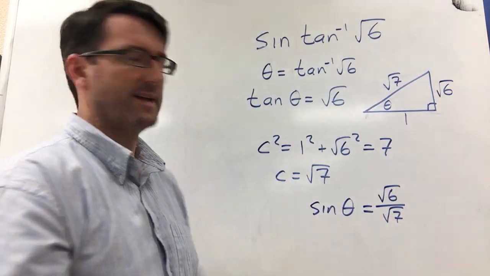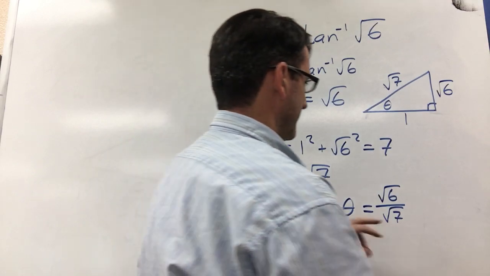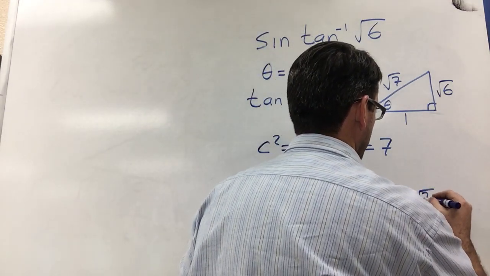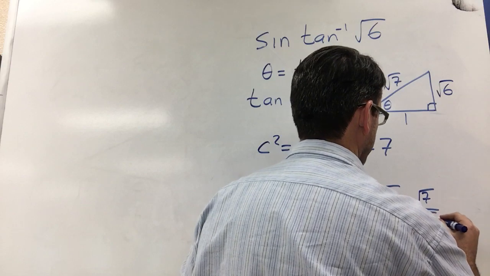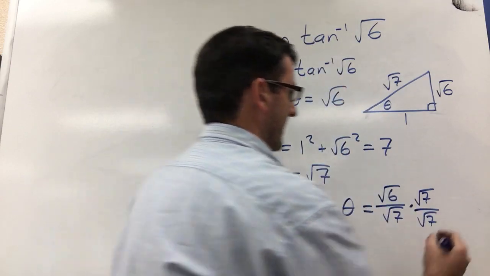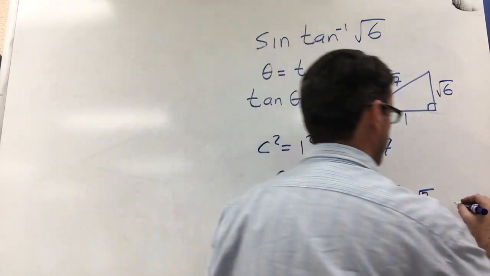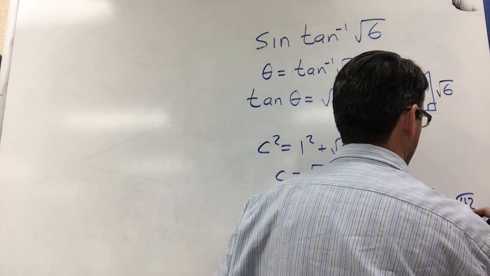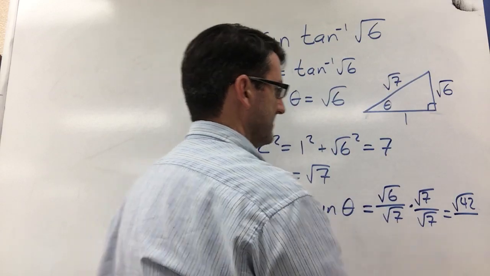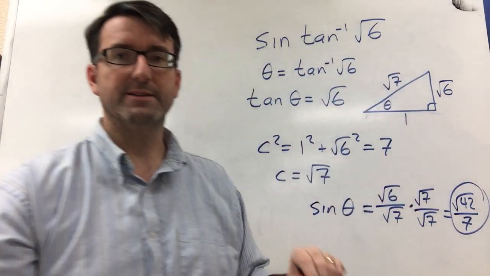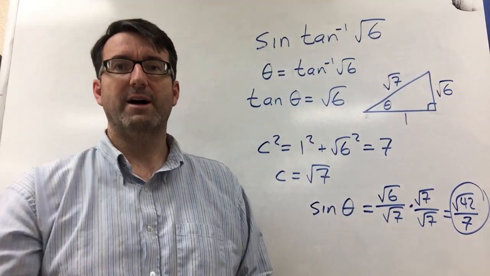We don't want to leave this answer like that. Let's rationalize our denominator by multiplying by the square root of 7 over the square root of 7. And so on the top, we're going to get the square root of 42. And on the bottom, the square root of 7 times the square root of 7 is just 7. And so that's going to be our answer, the square root of 42 divided by 7.